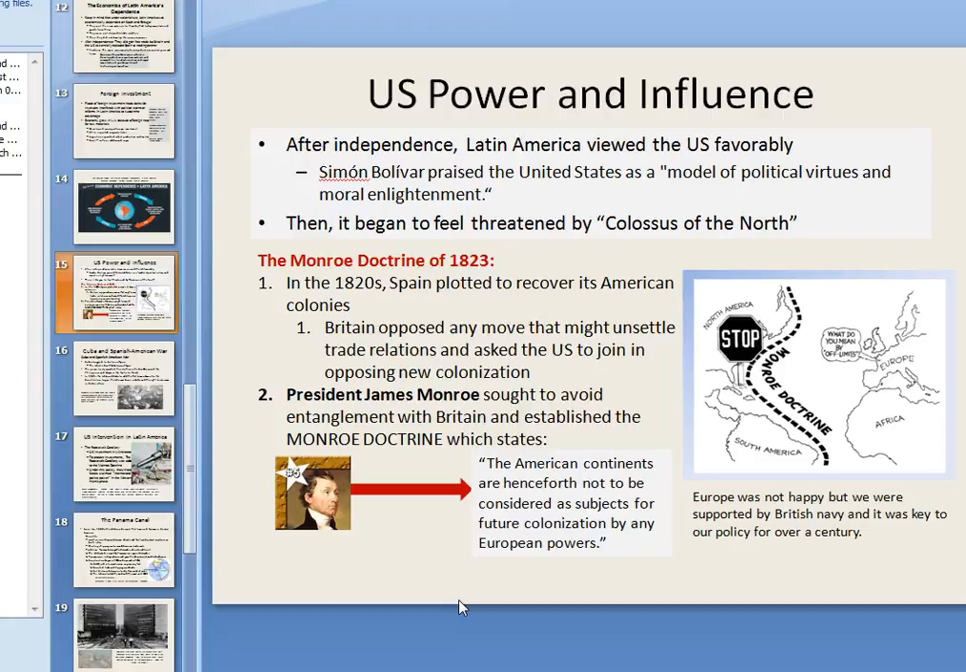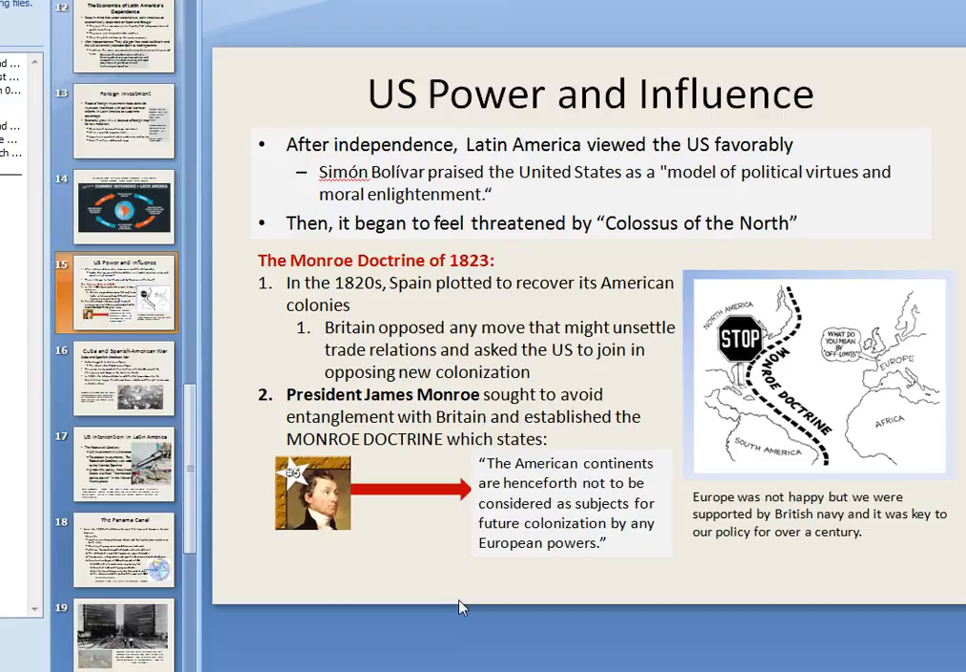The Monroe Doctrine of 1823. Let's just look at how that came to be. In the 1820s, Spain plotted to recover its American colonies or assets that it had lost. And Britain opposed this. They did not want to unsettle their new trade relations and asked the U.S. to join in opposing any new colonization in Latin America. President James Monroe did not really want to get entangled with Britain, but he also did not want colonization in the Americas. He wanted a buffer zone.